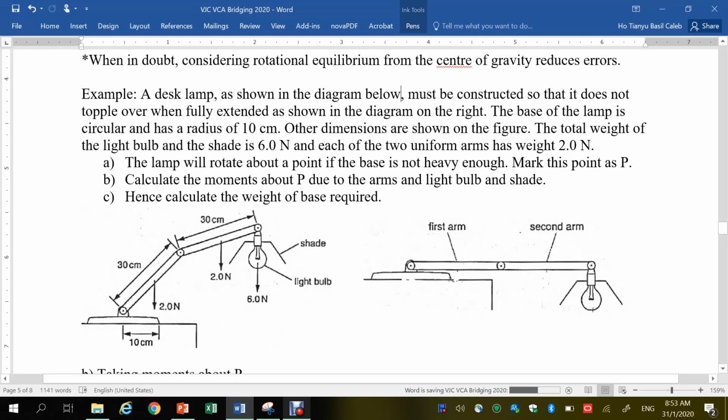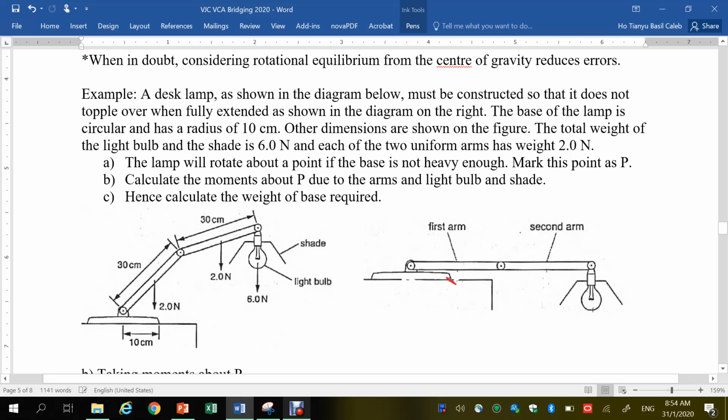The base of the lamp is circular and has a radius of 10 cm as shown here, where my mouse is moving. Other dimensions are also shown on the figure. The total weight of the light bulb is 6 newtons, and the two uniform arms are 2 newtons each, as shown in this diagram. The lamp will rotate about a point if the base is not heavy enough. Mark this point as P. Well, it will start rotating about this point.